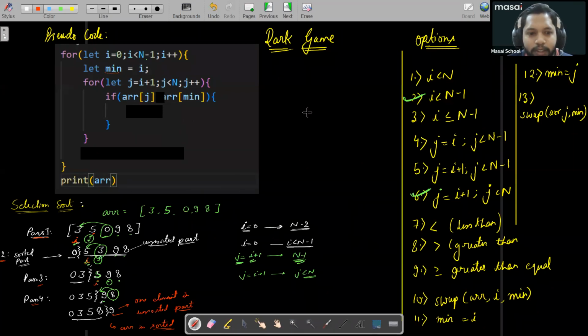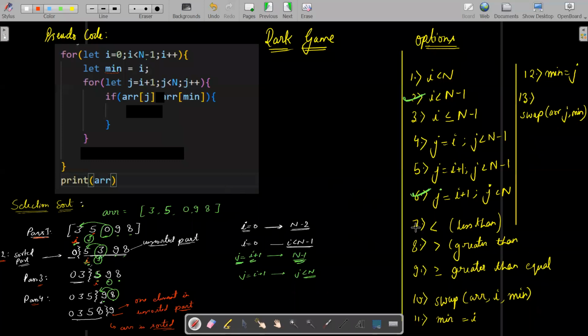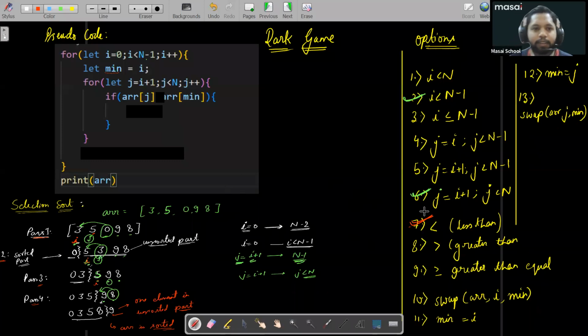Thank you, Ankita. It is correct. And I am simply opening that blanket again. Now if array j is less than array minimum, so what we need to do, guys? What we need to do?